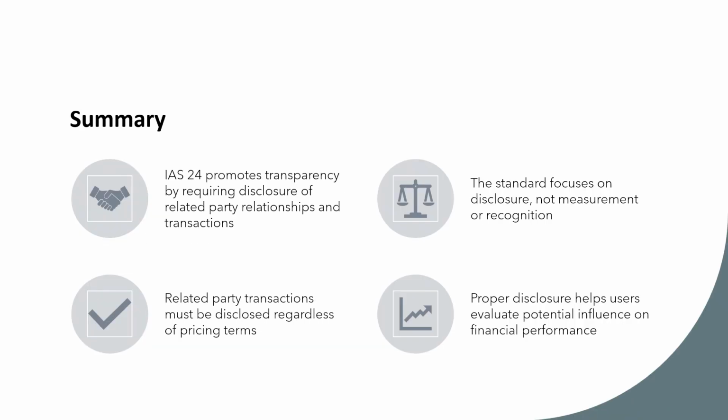To conclude, IAS 24 is all about transparency. It ensures that related party relationships and transactions are clearly disclosed. The standard focuses on disclosure rather than recognition or measurement. Finally, related party transactions must be disclosed regardless of whether they are at market terms.